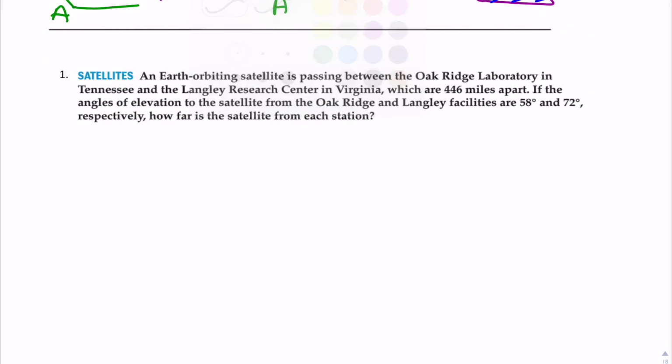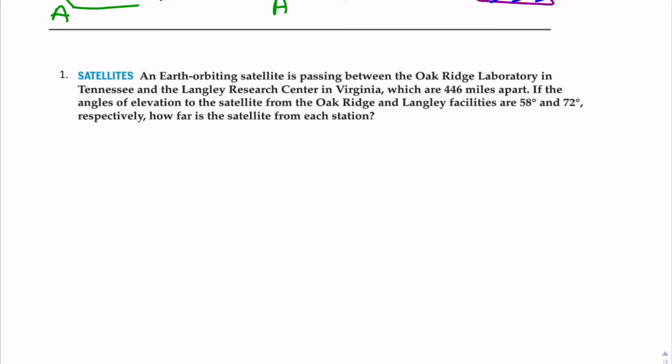Now you guys are in charge of all the questions because all you got to do is set them up. So I'm going to help you set up the first one, and then you are in charge of using the law of sines and cosines to figure everything out. So, an Earth orbiting satellite is passing between the Oak Ridge Laboratory in Tennessee and the Langley Research Center in Virginia, which are 446 miles apart.